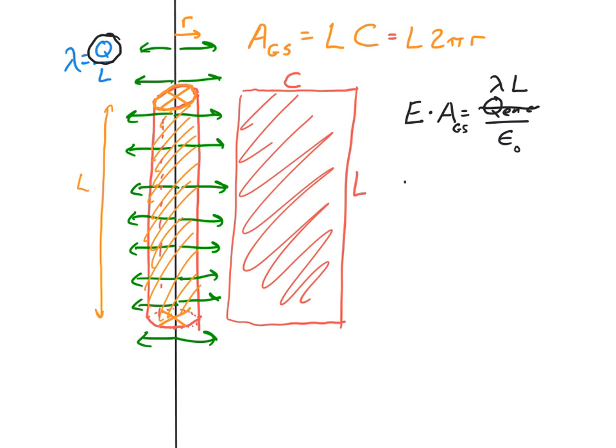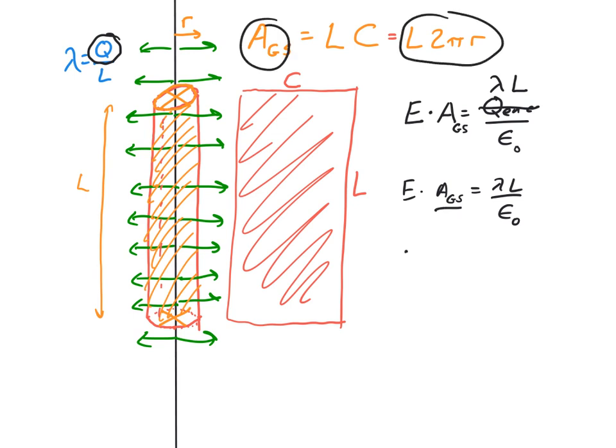I'm going to rewrite this. Electric field multiplied by area of the Gaussian surface is equal to charge density multiplied by length divided by the permittivity of free space. The area of the Gaussian surface is that L 2 pi r, equal to lambda L over epsilon naught. There's an L on both sides, and I'm going to cancel those out. And I'm going to divide 2 pi r to the other side.